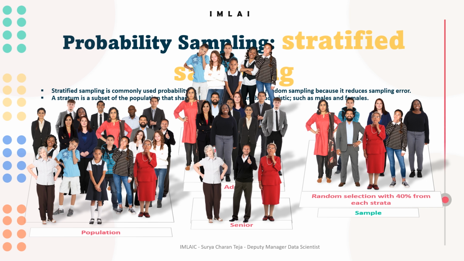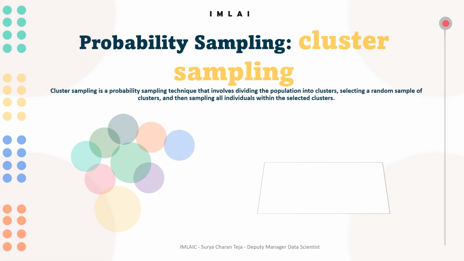So the fourth method in probability sampling for us is cluster sampling. Cluster sampling is a probability sampling technique that involves dividing the population into clusters, selecting a random sample of clusters, and then sampling all individuals within the selected clusters. This technique is useful when it is difficult or expensive to obtain a list of all individuals in the population, but it's possible to identify larger groups or clusters of individuals.